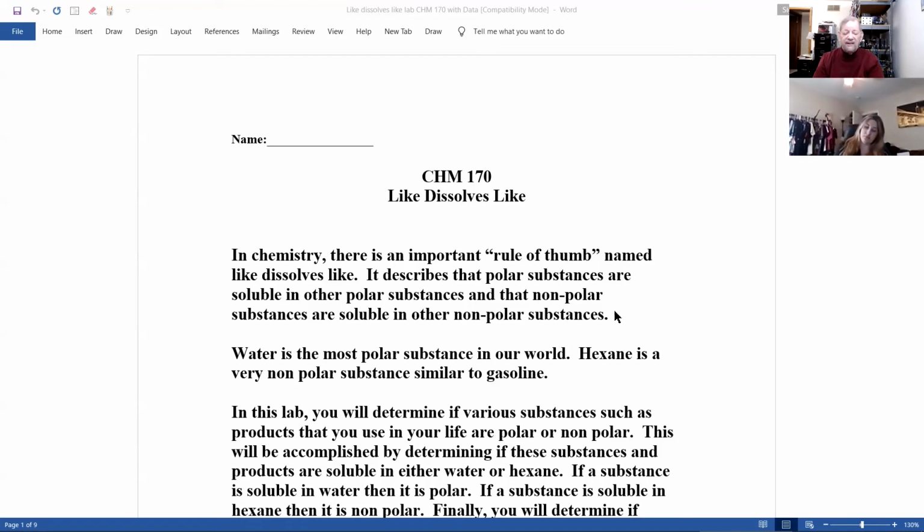Now, water is probably the most polar substance in our universe. Hexane is a very nonpolar substance, which is similar to gasoline. Gasoline has octane and other things in it. And nowadays, gasoline is a very complex mixture or solution.